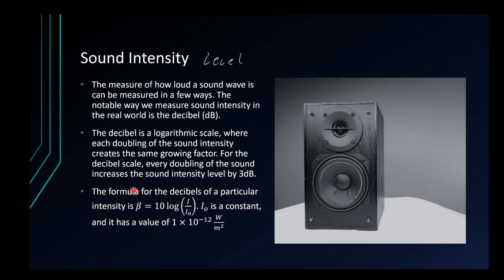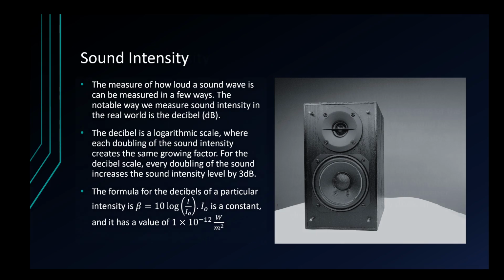Now the formula for this, as you can see, is that the intensity level beta is given as 10 times log to the base 10 of the intensity divided by I0. Now I0 is known as the threshold of hearing, and it's given as 1 times 10 to the minus 12 watts per meter squared. So the intensity is given in watts per meter squared, and it can be converted into decibels by using this formulation.